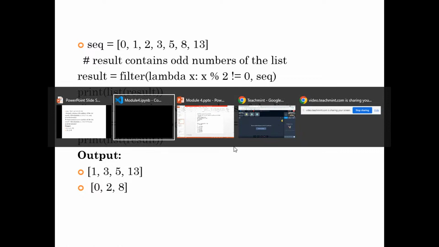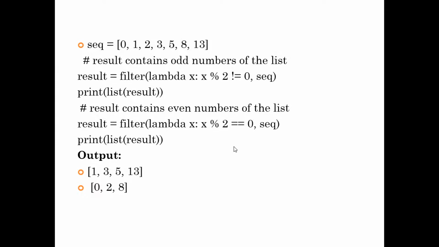Have you understood? Do you want this slide, or do you remember the program now? You took the list, you are using a filter function, and you are writing a lambda function, comma sequence. So why are you using filter? Filter is a function that gives you the facility to provide a condition and the sequence.